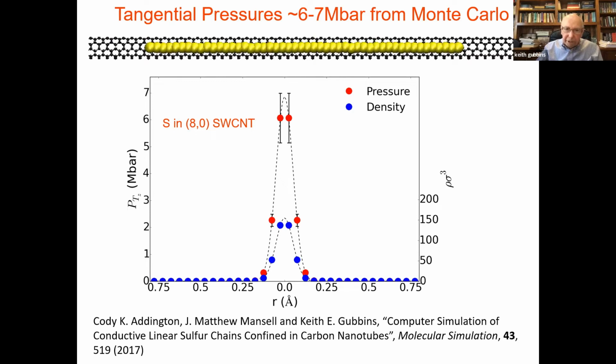And the tangential pressure is in the millions of bars range. This is 6 million bars here. And so it's well into the pressure range where you would expect from the bulk phase diagram this thing to be metallic. So since these experiments of Kaneko, there are other people who've basically copied these experiments, but done it for tellurium and other molecules. They see basically the same results, a transition from an insulating phase to a conducting phase as you make the diameter smaller.